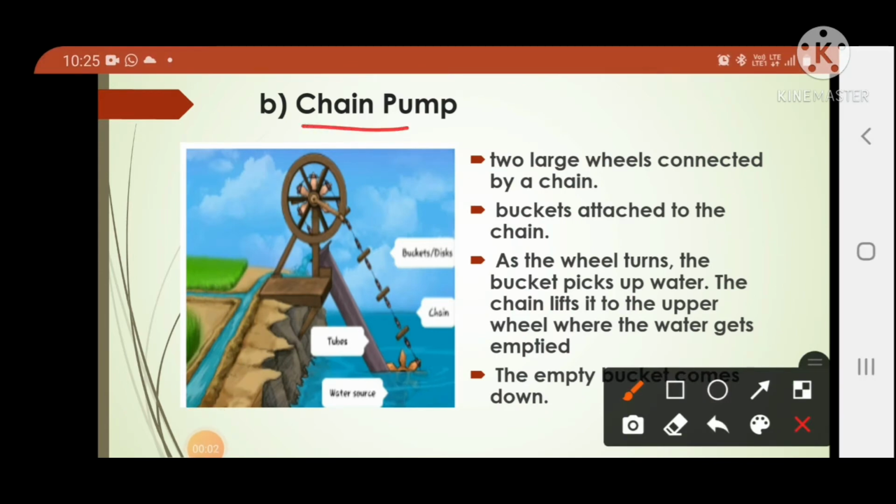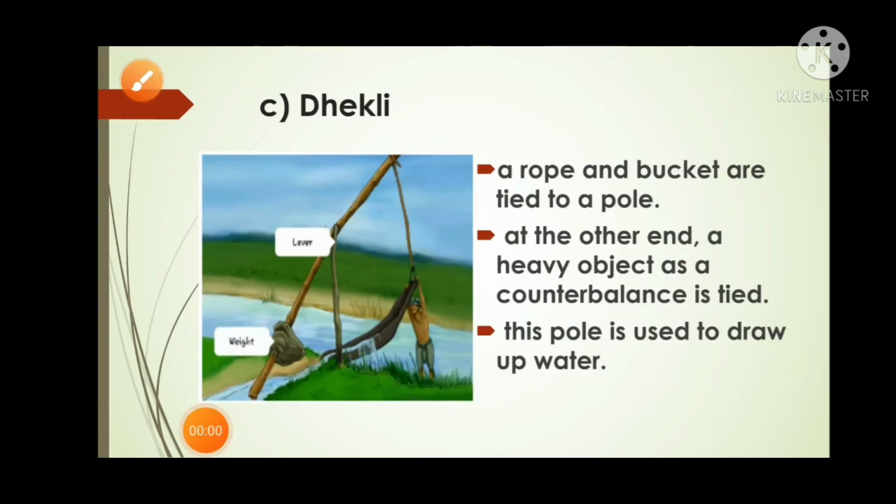Next is the chain pump, in which two large wheels are connected by a chain. As you can see here, buckets are attached to the chain. As the wheel turns, the bucket picks up the water. The chain lifts it to the upper wheel where the water gets emptied. An empty bucket comes down.